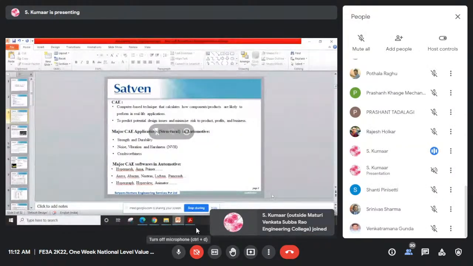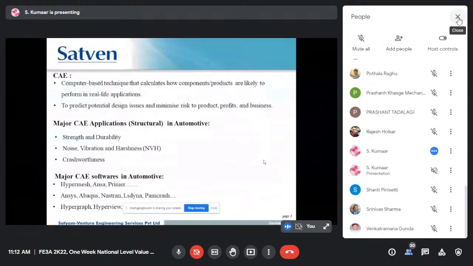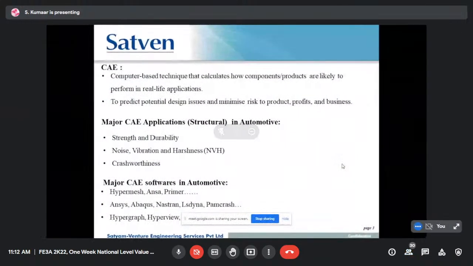Okay, now you're able to see page number 3. Okay, sorry.